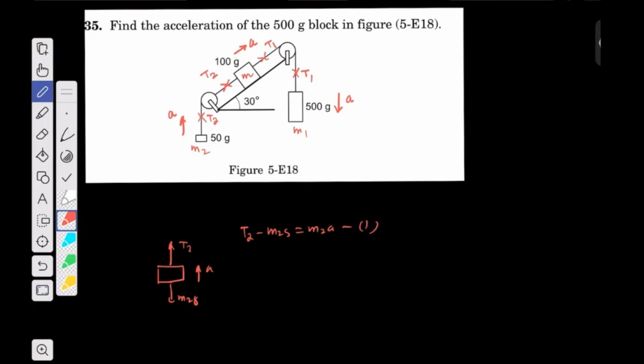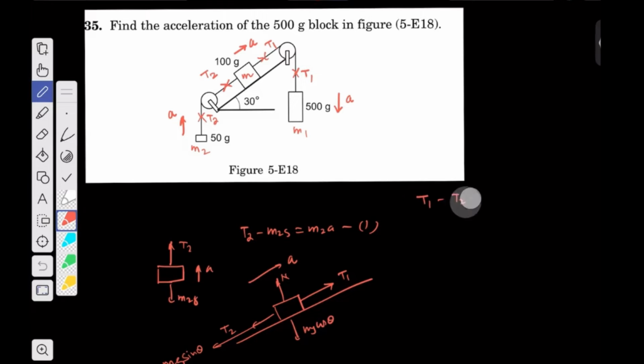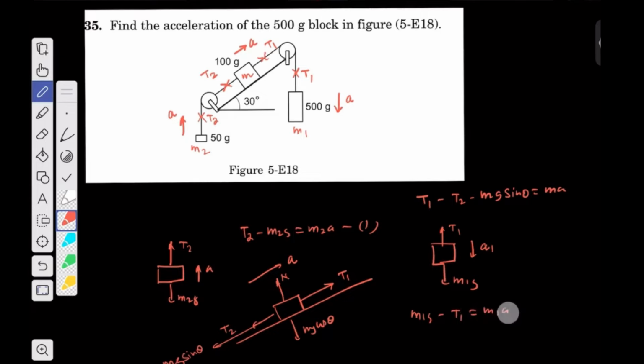equation number 1. For the block kept on the incline, T1 upward, T2 down, component of mg down the inclined plane mg sin theta, normal contact force this way, mg cos theta. It is going up the inclined plane with A. Another equation will be T1 minus T2 minus mg sin theta equals ma. And for the last one, we have M1G acting down, T1 upward, and coming down with A. So M1G minus T1 equals M1A, coming down with A only, since all move with the same acceleration.